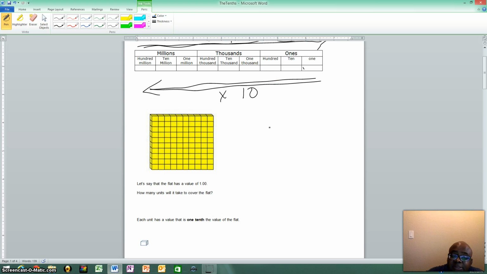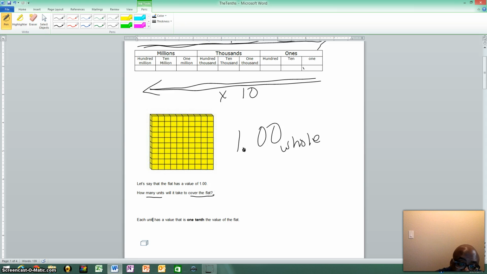So let's think about that same scenario that we had from the tenths video. And you remember that the tenths is our first decimal place that we learned from the last video. So let's say that this flat, same thing again, has a value of 1 whole. This is a whole thing. And our question is, how many units will it take to cover the flat?